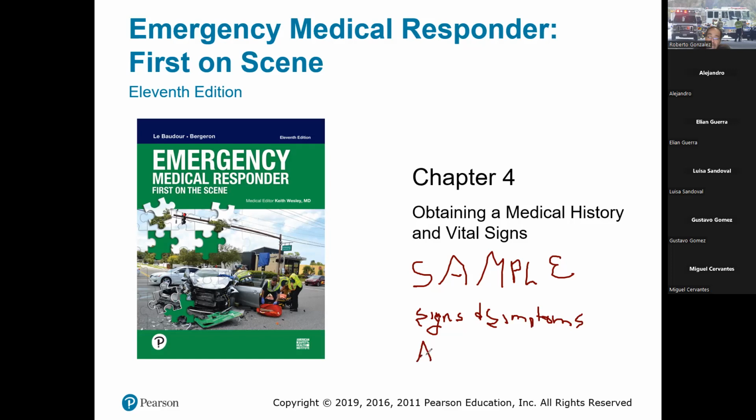A is allergies, which is very important because some of the things that we give the patient, they might be allergic to, so we don't want to harm the patient. Medical history. No, I'm sorry, it's not even medical history. It's symptoms, allergies. Yeah, it's medical history. Sorry.